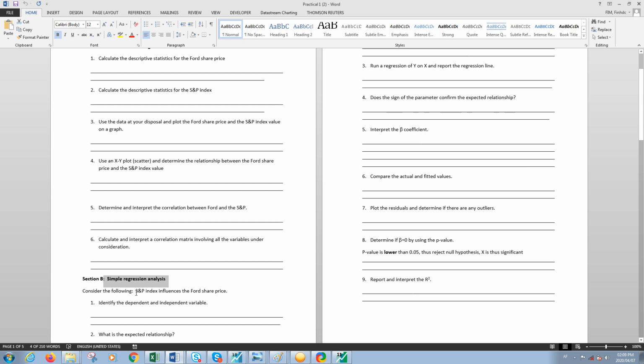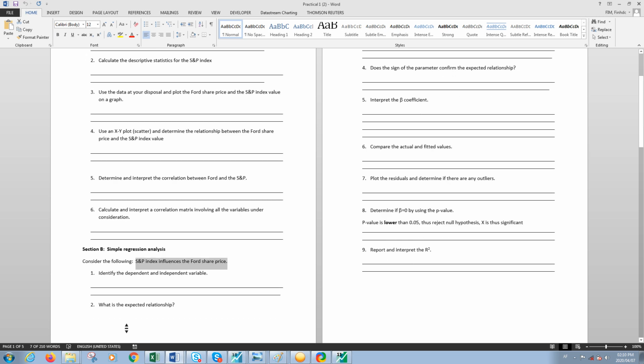So consider the following. Consider that your Standard & Poor index influences your Ford share price. So what would you say your dependent variable is and what's your independent variable? We know that the S&P influences the Ford share price, so we can say that our Ford share price is our dependent variable and our S&P index is our explanatory or independent variable. Very important to remember this when you run your regression analysis, because remember the direction here is important.